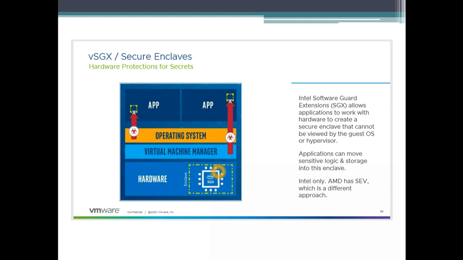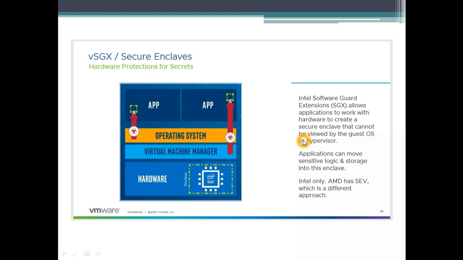Another thing we need to remember is this is Intel only. AMD has SEV, which is a different approach, and an application can move sensitive logic and storage in the enclave. Intel Software Guard extension allows applications to work with hardware to create a secure enclave that cannot be viewed by the guest or the hypervisor, as I said.